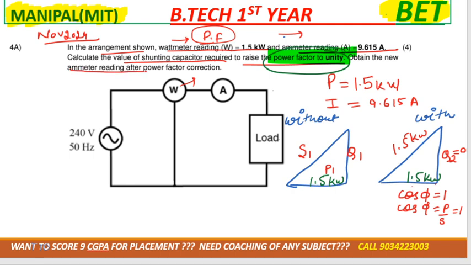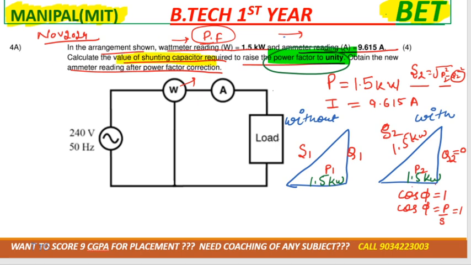Now they said obtain the new ammeter reading after power factor correction. So first, you can calculate it. As you know, you can apply the Pythagoras theorem. Suppose this is P2, this is S2, and this is Q2. So Q2 squared is equal to S2 squared minus P2 squared, right? If S2 and P2 are equal, then Q2 would be 0 or not? Okay. Now we first will focus on this.